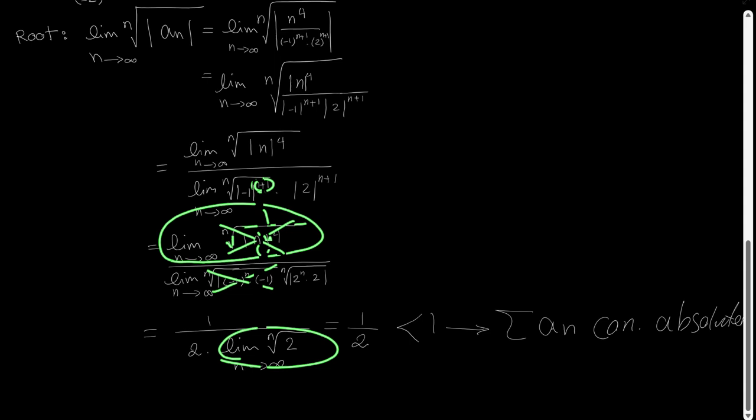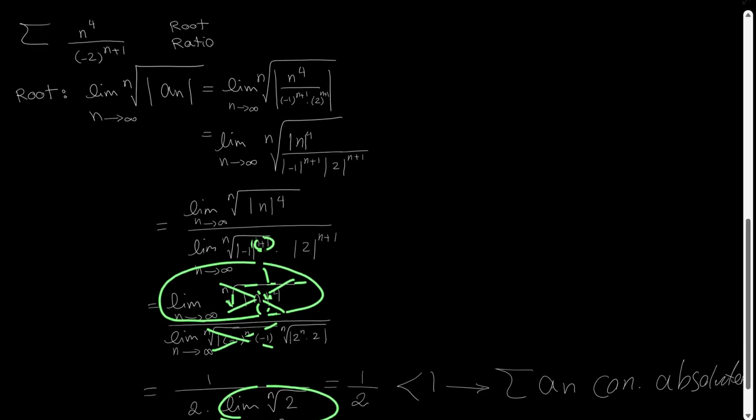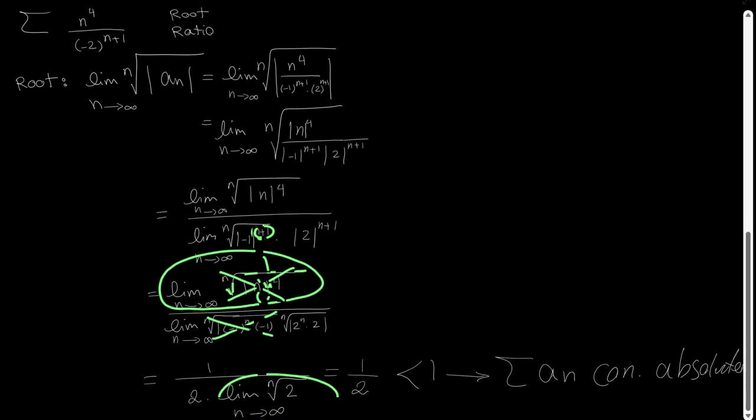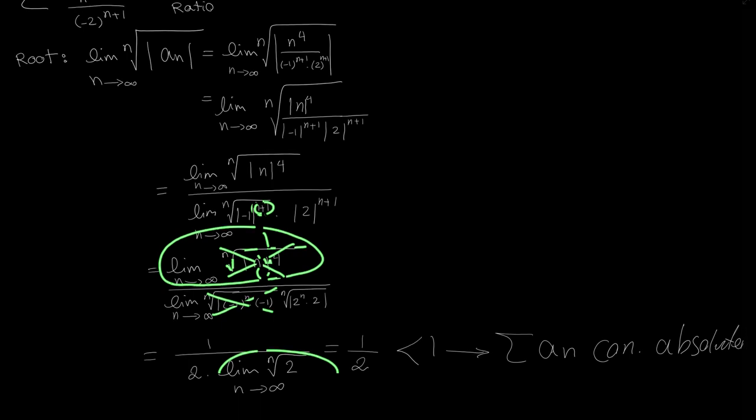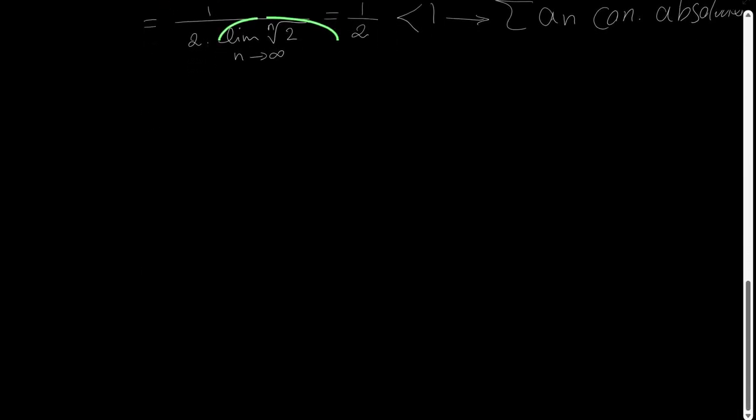How about if I want to apply ratio test for the exact question? Our series is n to power 4 over -2 to power n plus 1. So let's apply the ratio test.